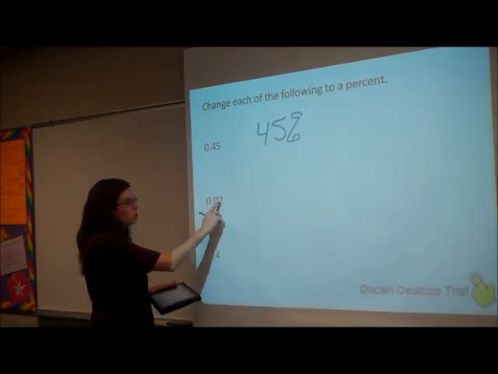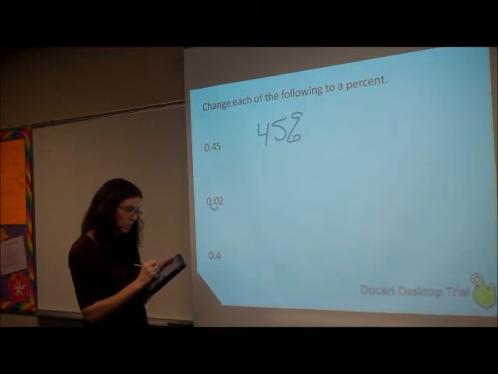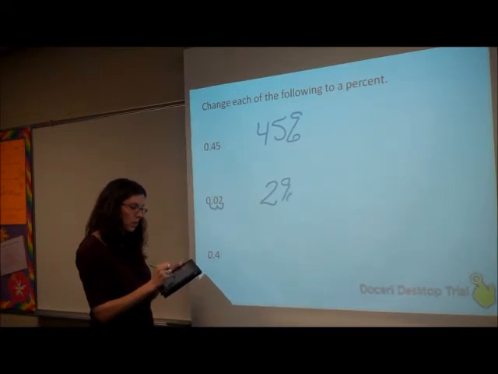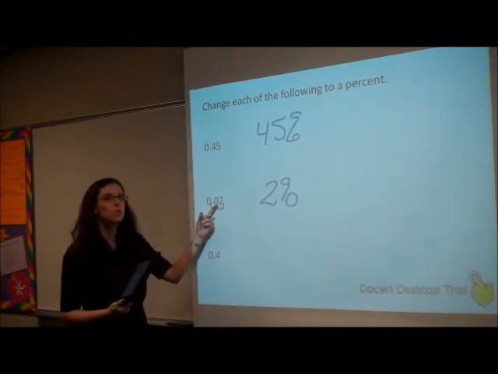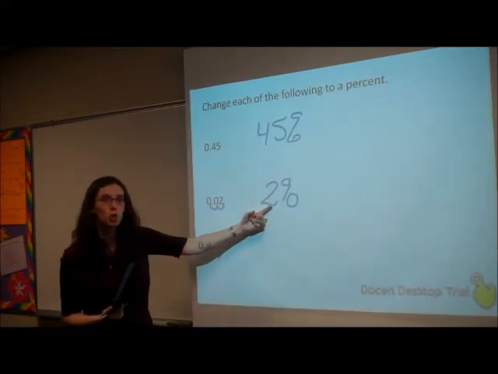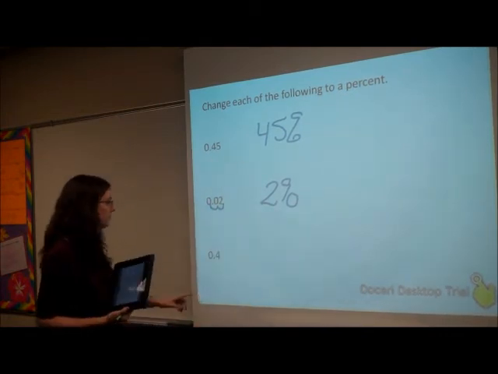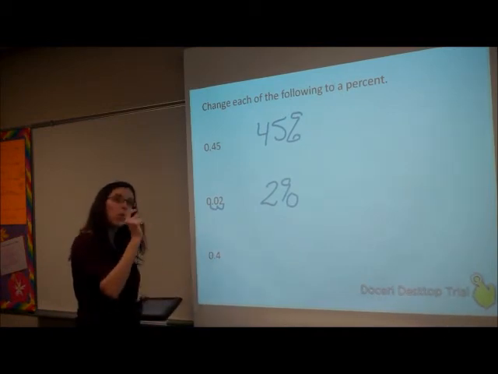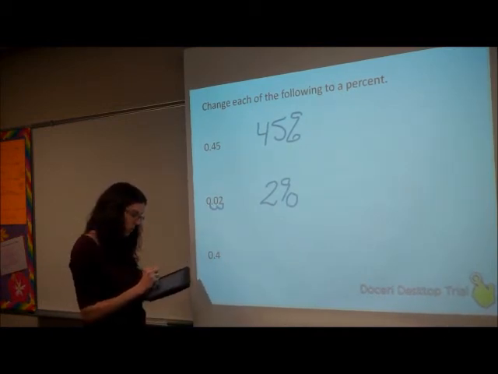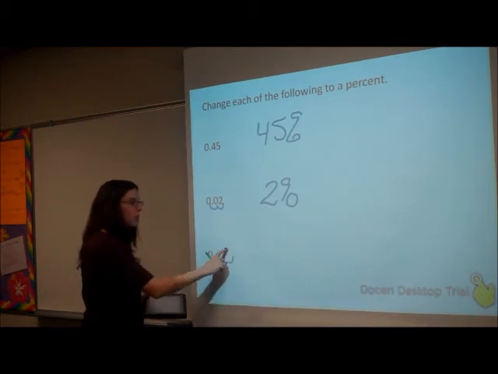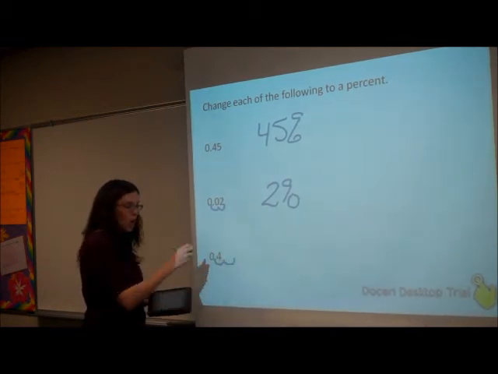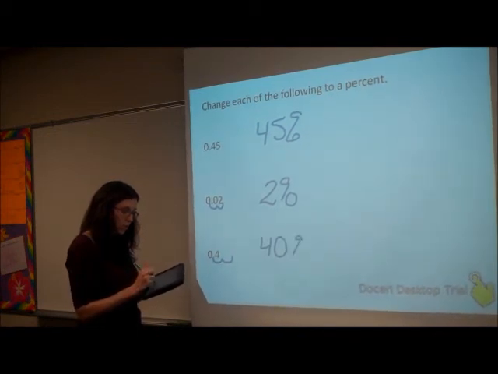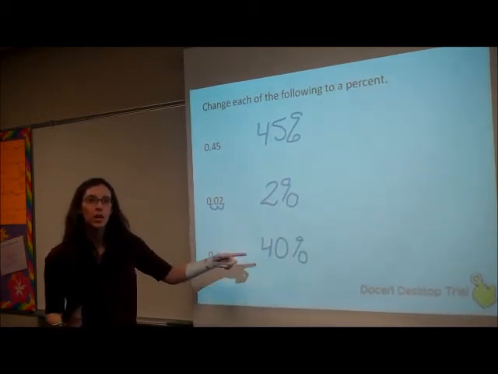Now, for 2 hundredths, again we're moving our decimal 2 places, so this will end up being 2%. If you take 0.02 and multiply by 100, you'll get 2. And then we just stick on the percent sign. For 4 tenths, you can take 0.4 and multiply by 100, moving the decimal. Here we have an empty space again. We have to fill that up with a 0. So 4 tenths is equivalent to 40%.